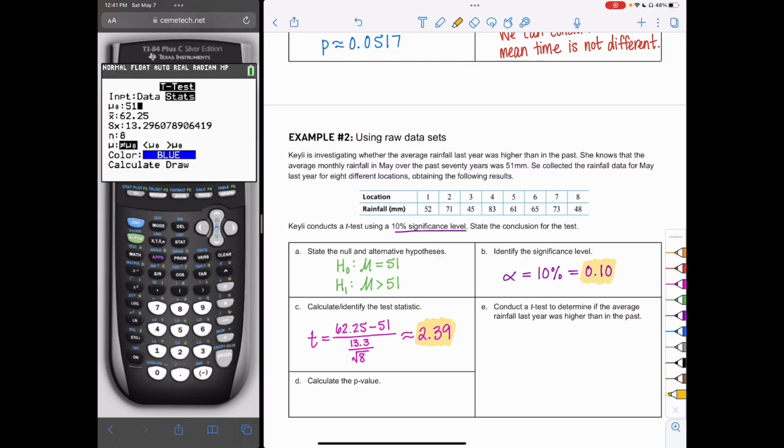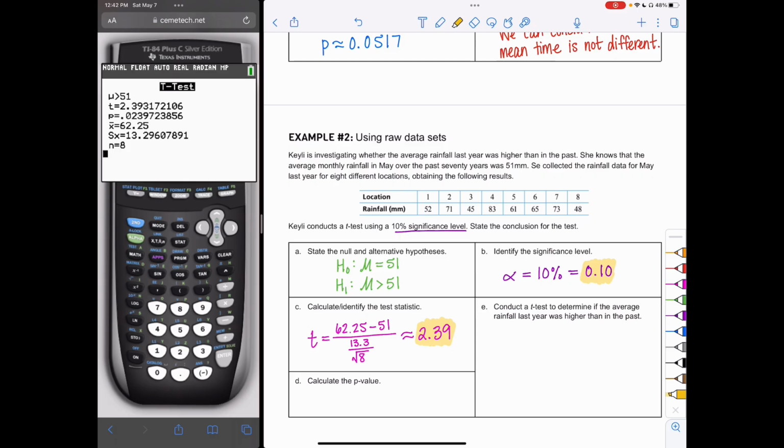Our sample mean, X bar, is 62.25. And our standard deviation is this 13.29, whatever. So you can leave that in like a long number like that, or if you wanted to use 13.3, you could. It really doesn't matter. Your answer will still come out approximately the same, and I will show you in a minute. So next, we're going to go down and change our alternative hypothesis to greater than mu0. And then we're going to go to calculate.